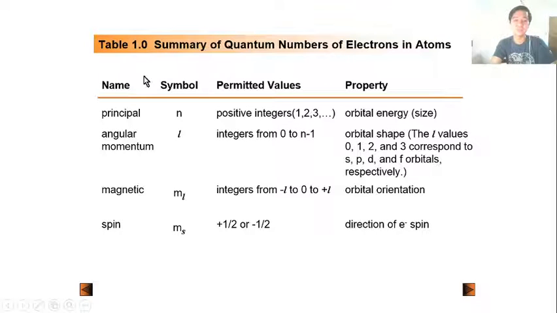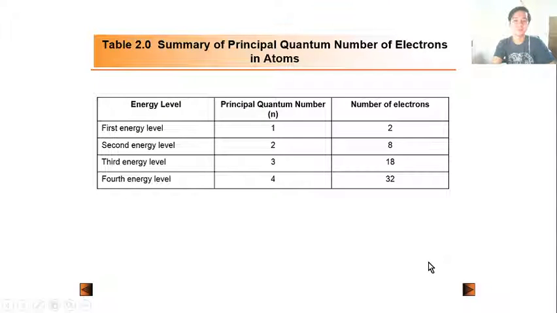So what does each quantum number explain about the orbitals? Principal, we're talking about the size. Angular, or the azimuthal, we're talking about the shape of the orbital. Magnetic, we're talking about the orientation. And spin is the direction of the electron spin. So there you go. We're done with this. Energy level, principal quantum number, so number of electrons.